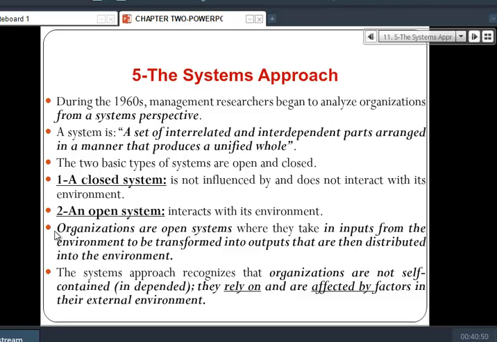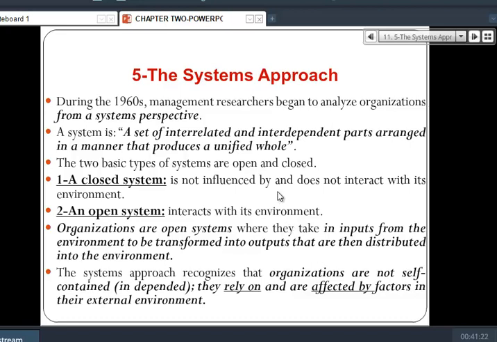So in the exam, I might ask whether organizations or companies are mainly closed systems, open systems, or none of these choices. You choose open system. They receive inputs from the environment, combine and transform these inputs, and distribute them back into the environment. So they go through input, processing, output.